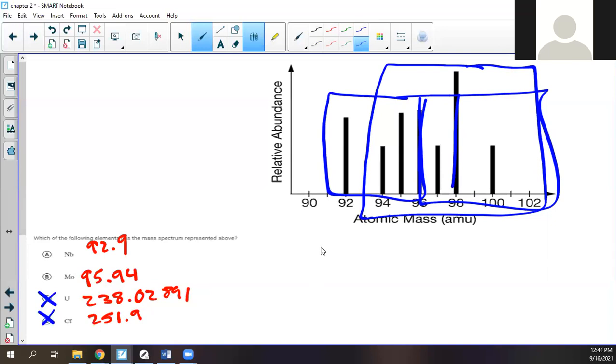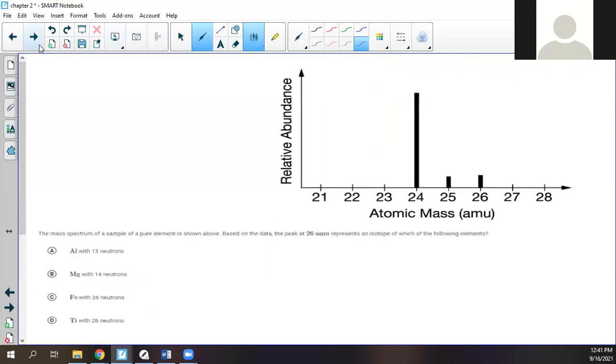Okay, these questions are not intended to be hard, but they're good questions because you have to look at a graph and think. All right, let's look at the next one. It says the mass spectrum of a sample of a pure element is shown above. Based on the data, the peak at 26 amu represents an isotope of which of the following elements?